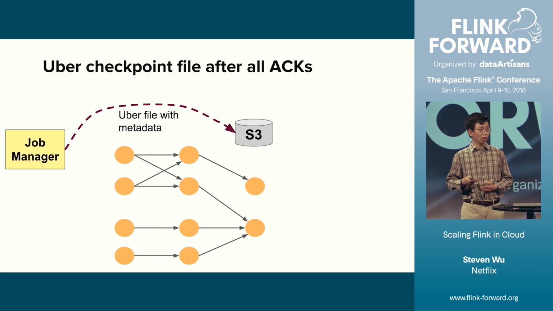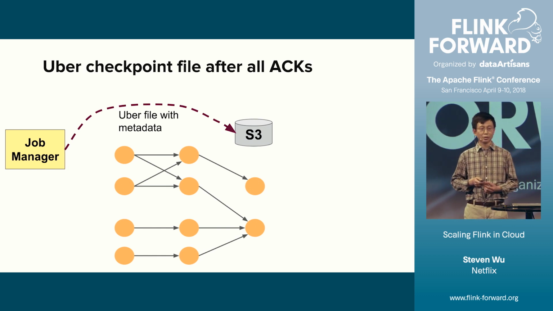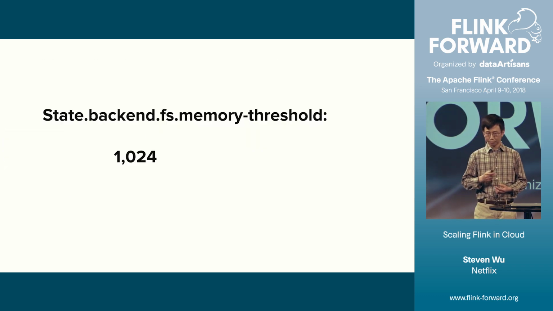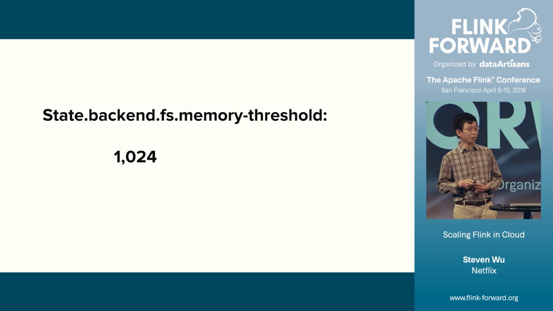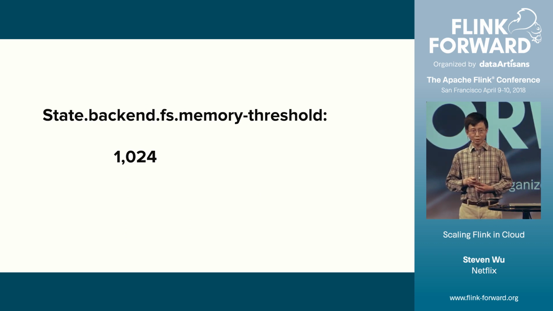So the problem now is that we have so many operators writing small S3 files. As we talked about earlier, that's not the ideal way for S3. It's not optimized for small files. Flink has a great feature called the memory threshold. The default value is 1 kilobyte. Let me explain what this does.